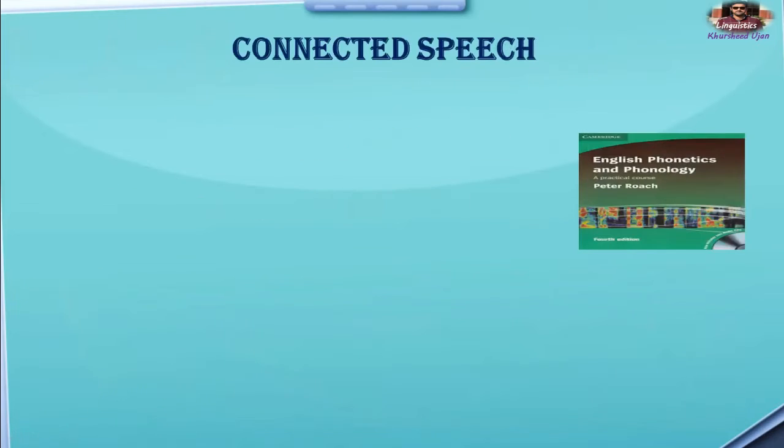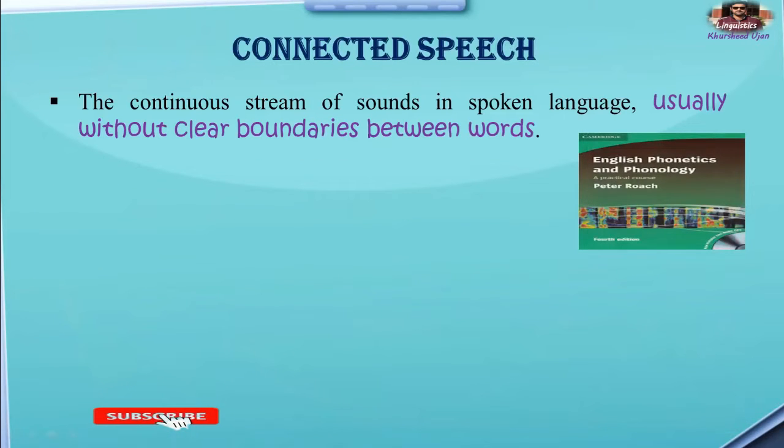Here is the definition of the topic, taken from the book English Phonetics and Phonology, written by Peter Roach. According to this book, connected speech is the continuous stream of sounds in a spoken language, usually without clear boundaries between words. So, when we use words, we don't make boundaries between them. We use connected speech in a different way.